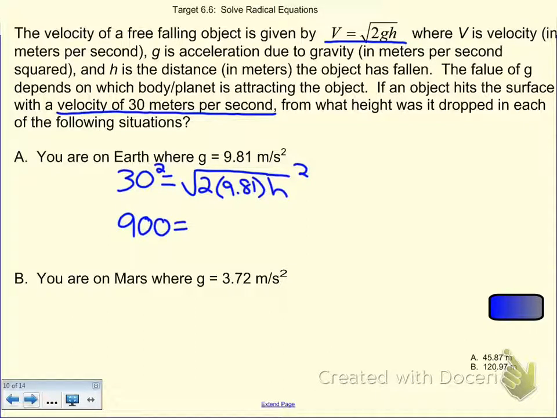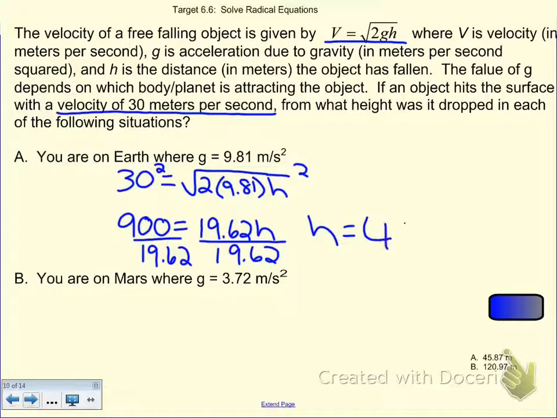2 times 9.81 gives us 19.62h. Then divide both sides by 19.62. And you get h equals 45.87 meters.